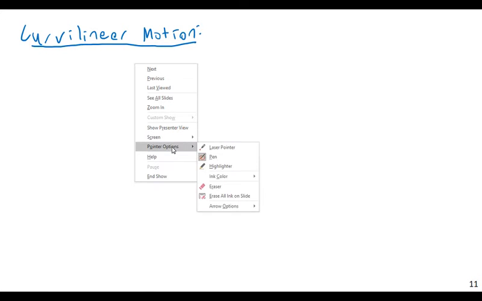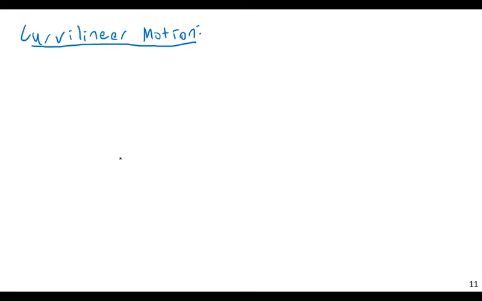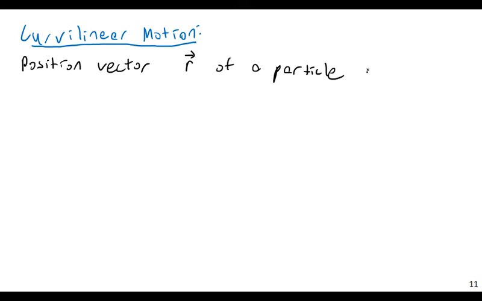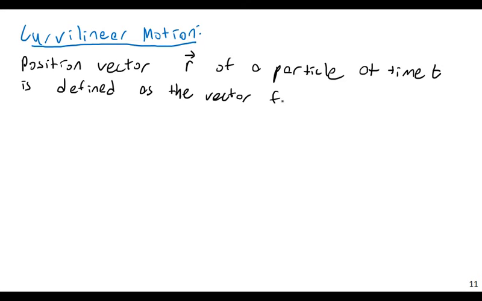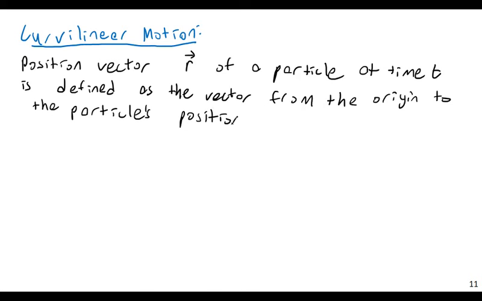Okay, so I would like to define the position vector of a particle. Basically, position vector R of a particle at time t is defined as the vector from the origin to the particle's position at that time.